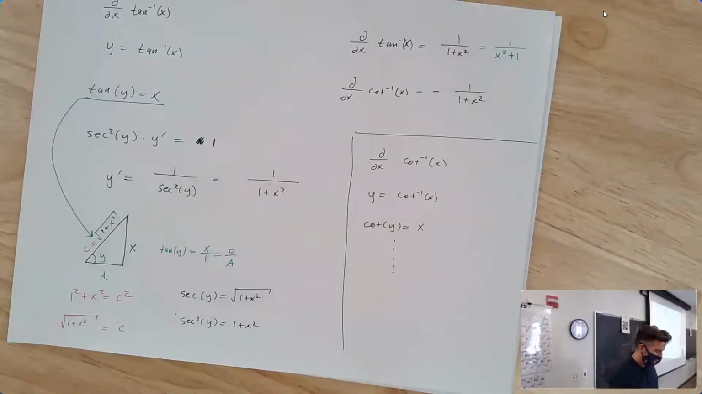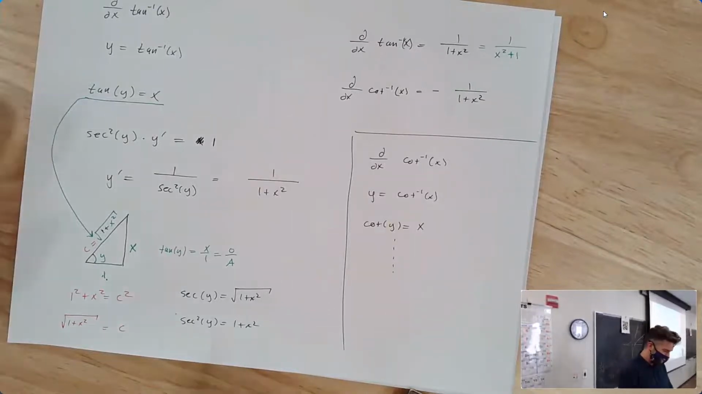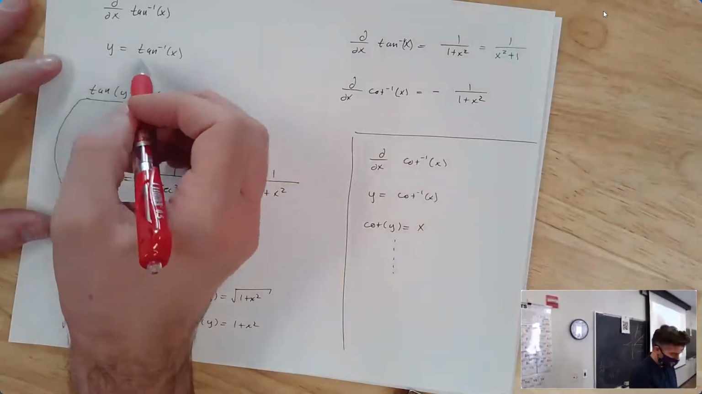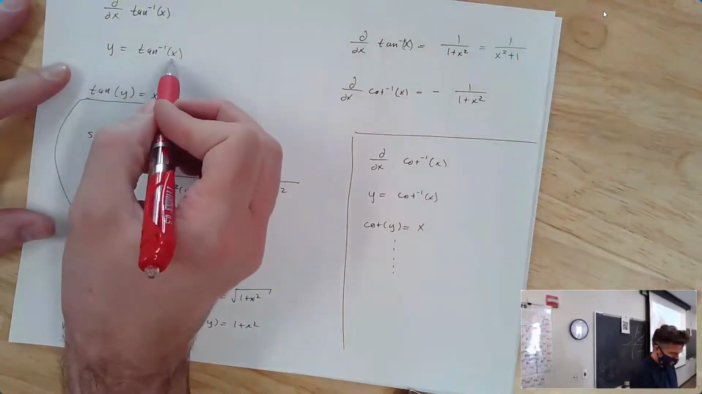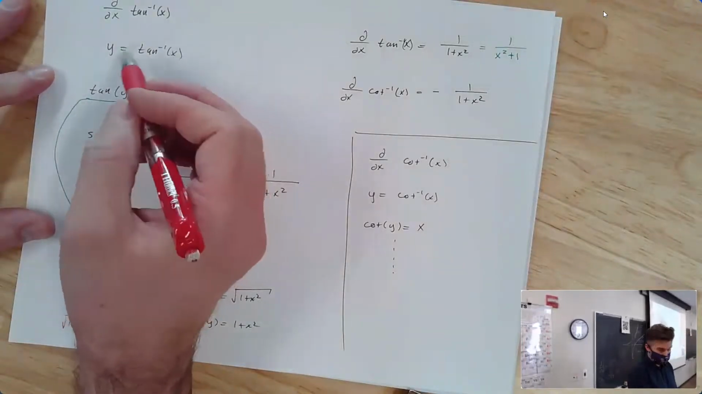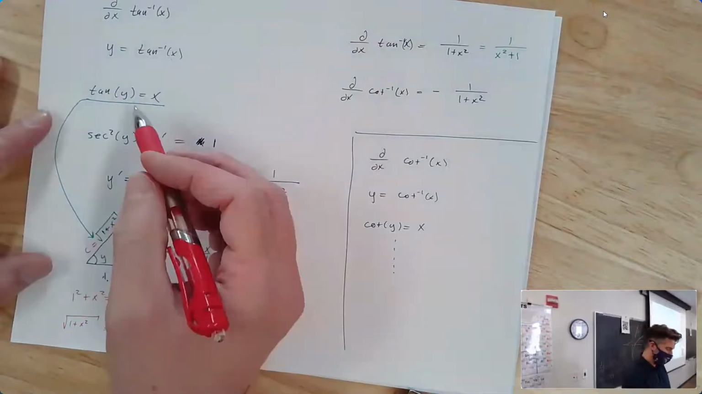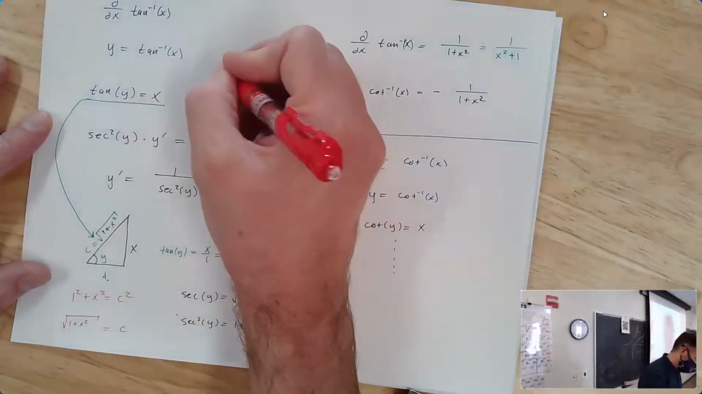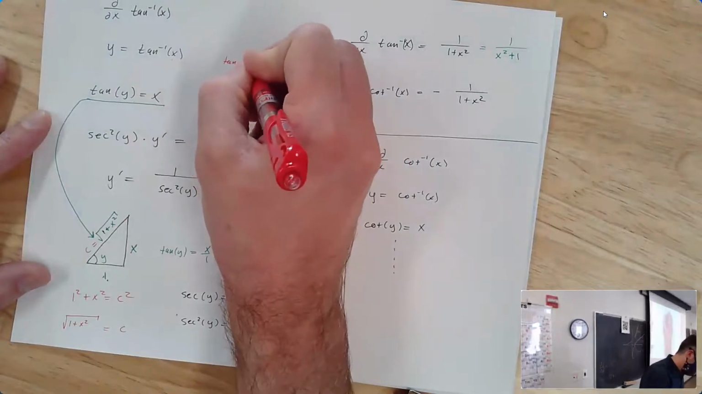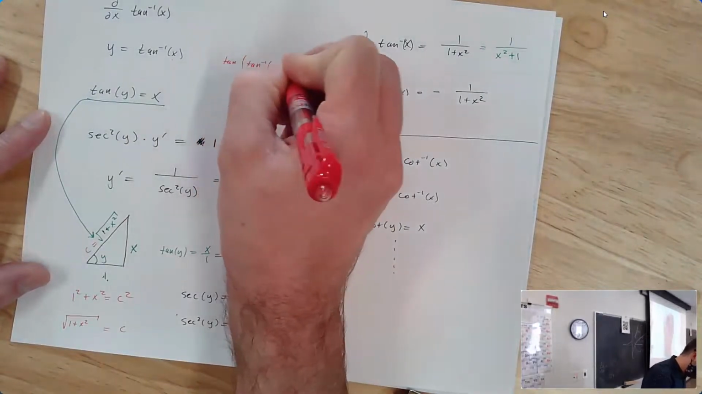Excellent question. How do I know the opposite side is x and the adjacent side is 1? Because of this right here, right? I started with y equal to inverse tangent of x, and then I rewrote it as tangent of y equal to x, or tangent of y equal to tangent of inverse tangent of x, because tangent of inverse tangent of x is x.